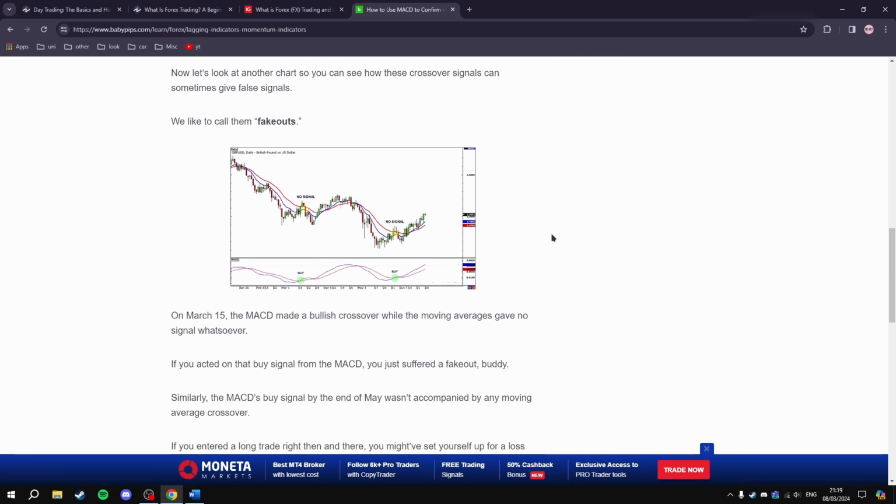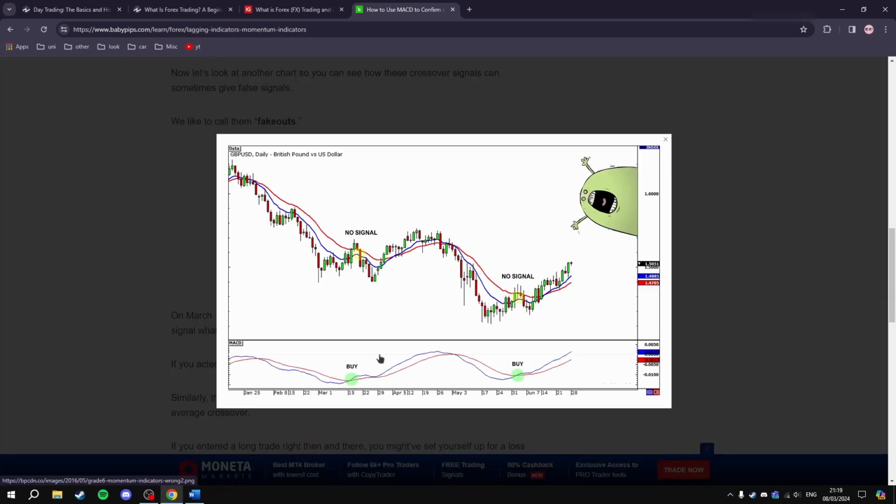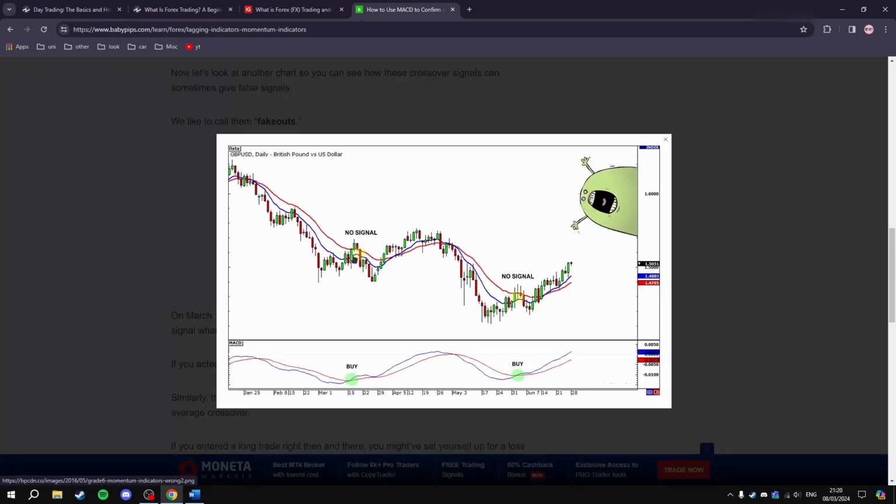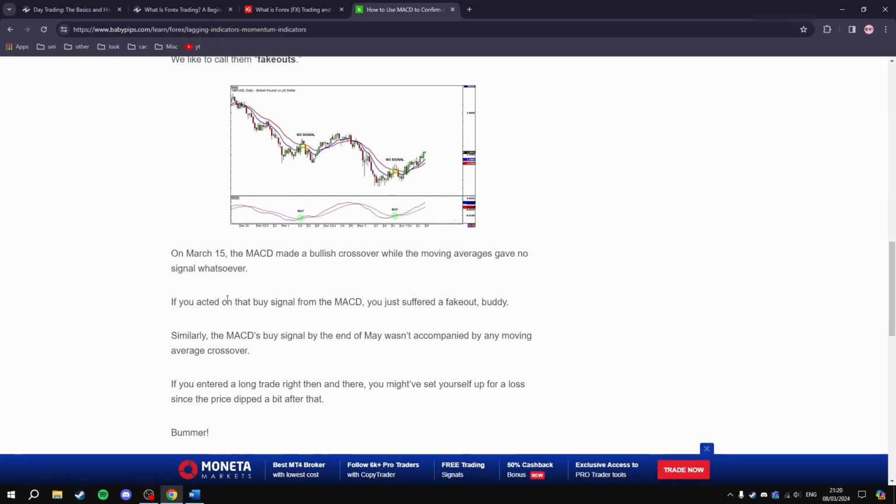Now let's look at another chart so you can see how these crossover signals can sometimes give false signals. We like to call them fake outs. On March the 15th, which is here, the moving average convergence divergence made a bullish crossover, whilst the moving averages gave no signal whatsoever, so there's no crossover here. If you acted on that buy signal from the MACD, you just suffered a fake out, buddy.